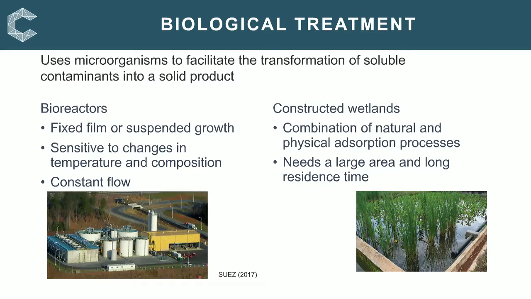Biological systems use microorganisms to basically transform soluble pollutants into a solid product. And this can be accomplished using bioreactors or constructed wetlands. And of course you choose your microorganism to remove your targeted pollutant. There are various designs of bioreactors, and these can include fixed film and suspended growth bioreactors. The fixed film design is used at 2 power plants in the USA to remove pollutants such as mercury, selenium, arsenic and zinc.